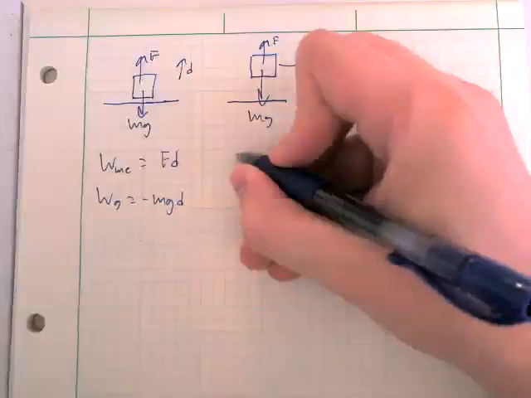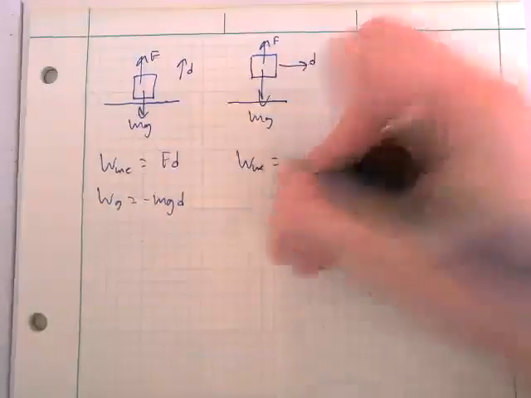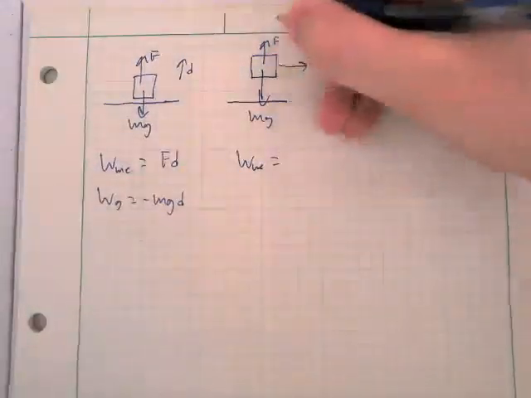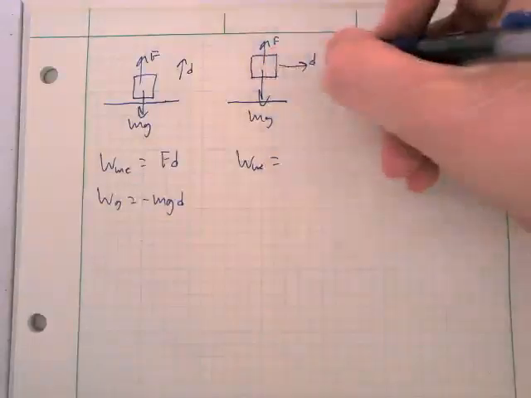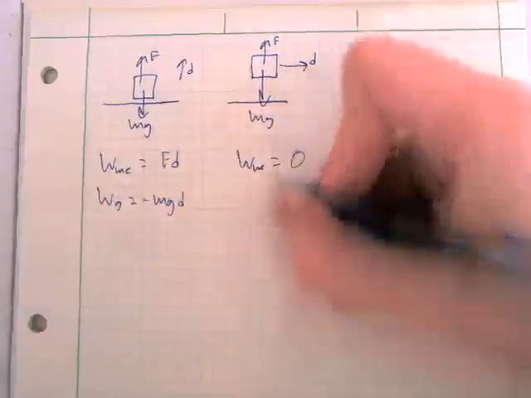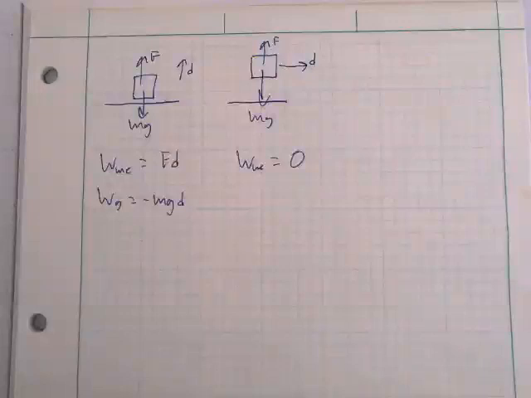During this time, what is the work that I'm doing? Well, the force I'm applying is up. The briefcase is moving to the right. So actually, in this case, the work that I am doing on this briefcase is 0. This might seem a little weird at first. It'll start to make more sense as we keep going with this stuff.